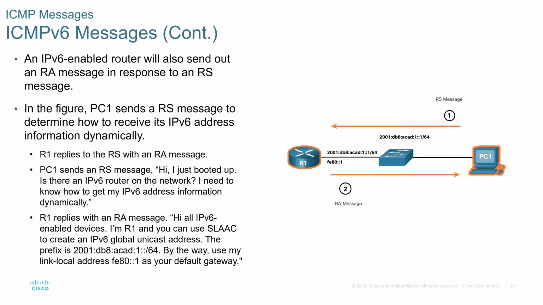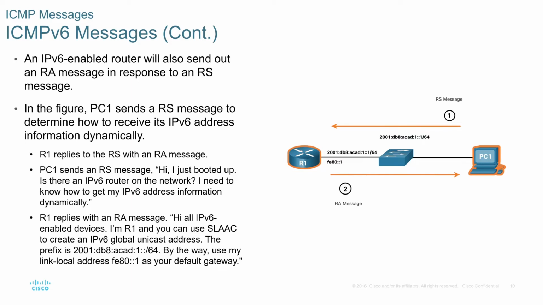R1 replies to the RS with the RA, the router advertisement message, essentially saying, this is my IP address, and this is how you can build your IP address. In our case, for this diagram, PC1 sends out the RS message. Hi, I just booted up. Is there an IPv6 router on the network? I need to know how to get my IPv6 address information dynamically.